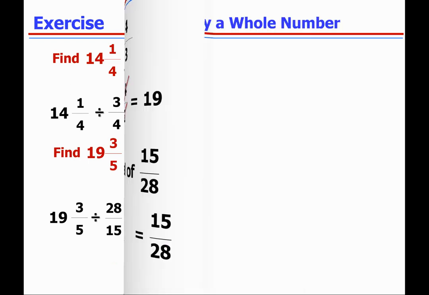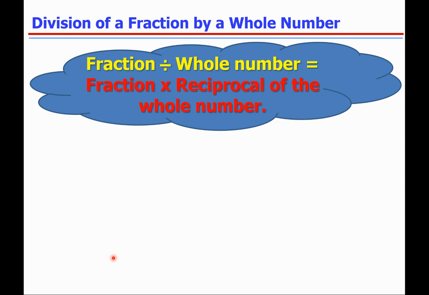Next, division of fractions by a whole number. So a fraction divided by a whole number is equal to the fraction multiplied by the reciprocal of the whole number. It is the same definition. If we want to do the division, we will multiply whom? Dividend को will multiply with the reciprocal of the divisor. This is the divisor, a whole number. So the reciprocal of the whole number.